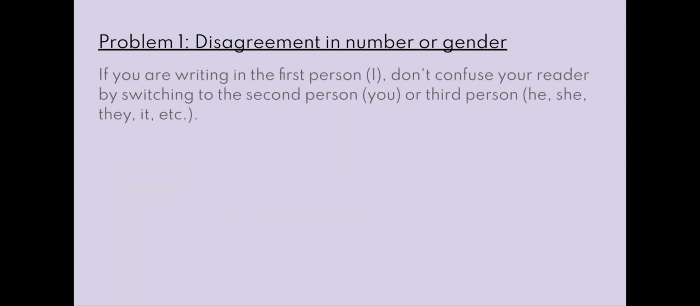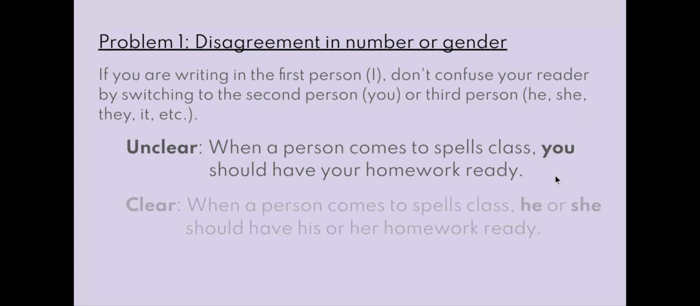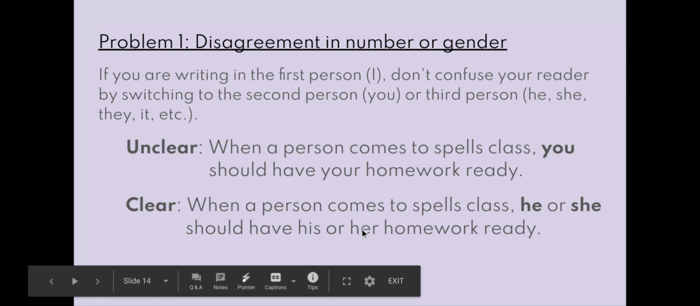If you are writing in the first person, using I, don't confuse your reader by switching to the second person, you, or third person, he, she, they, it, etc. Let's look at this unclear sentence. When a person comes to spells class, you should have your homework ready. Here we switched from the third person to the second person in the same sentence. When a person comes to spells class, he or she should have his or her homework ready. In this case, I would recommend chopping that down to he and his, or she and her.